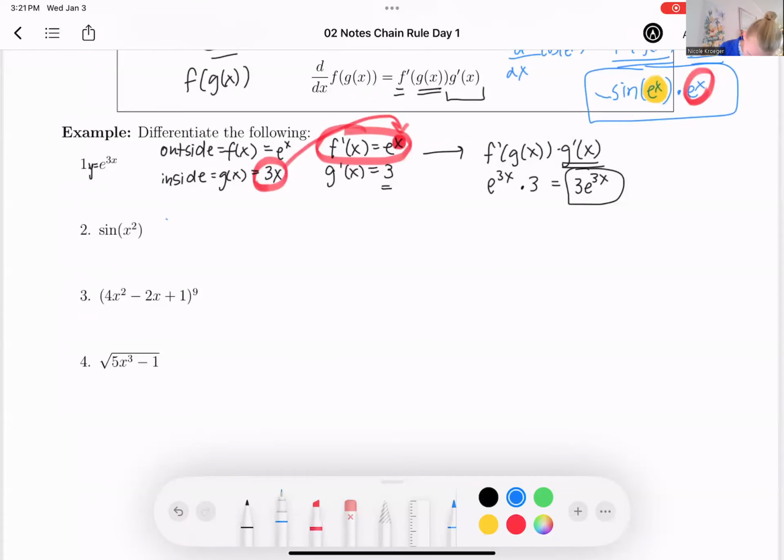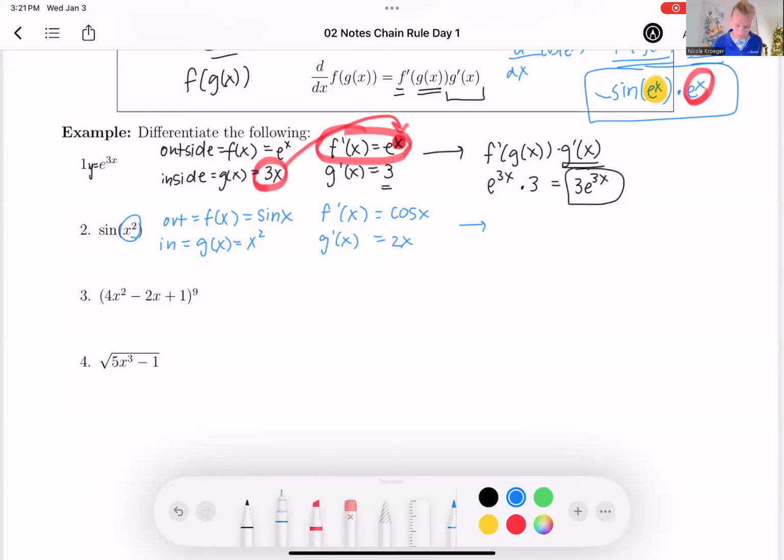So this next one, my outside function, we'll call f of x. My inside function, I'll still call g of x. Okay, so my inside function seems to be x squared. My outside function seems to be sine of x. If I find my derivative, the derivative of sine of x is cosine. The derivative of x squared is 2x.